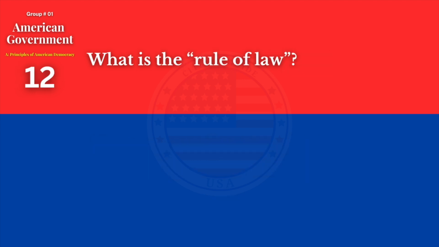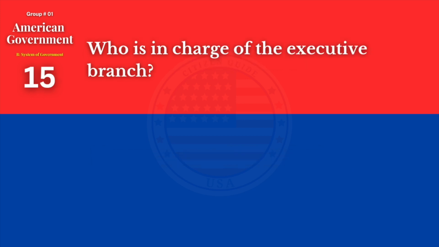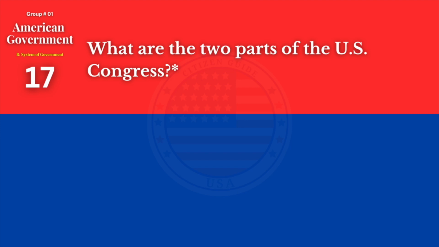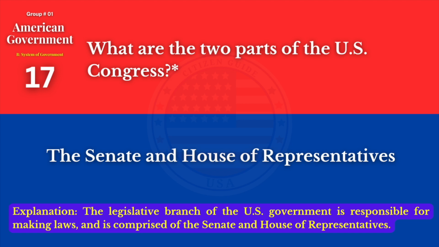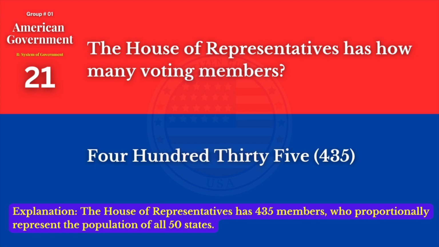What is the rule of law? Everyone must follow the law. Who is in charge of the executive branch? The President. What are the two parts of the U.S. Congress? The Senate and House of Representatives. The House of Representatives has how many voting members? 435.